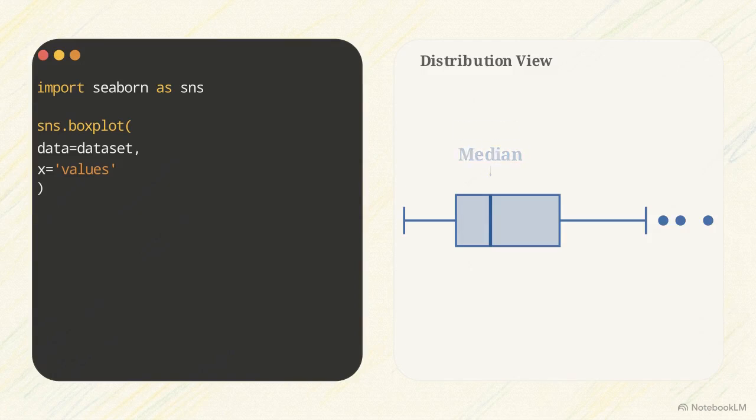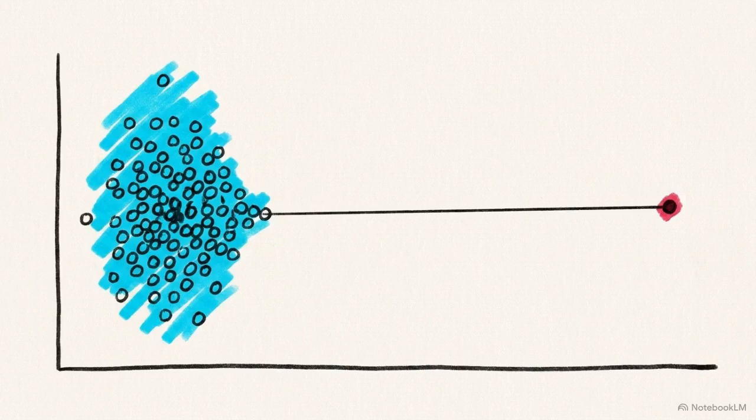The outward whiskers mark the expected limits. Distinct dots beyond those whiskers are anomalies, plotted individually. A simple average hides extreme values. Box plots reveal the true statistical spread and expose those critical data anomalies immediately.